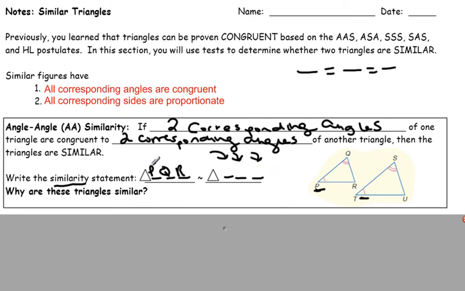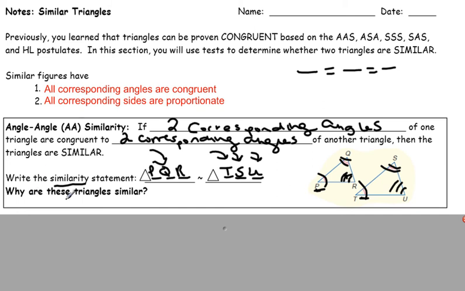So angle P, we notice, has one arc. It's congruent to angle T. So the first letter to the right here has to be T. Q has two arcs, so it must be in the same position as S, which also has two arcs. And then finally R has nothing here, but we know if we mark the third angle it would have three arcs. So it's got to be in the same position as U in our similarity statement.